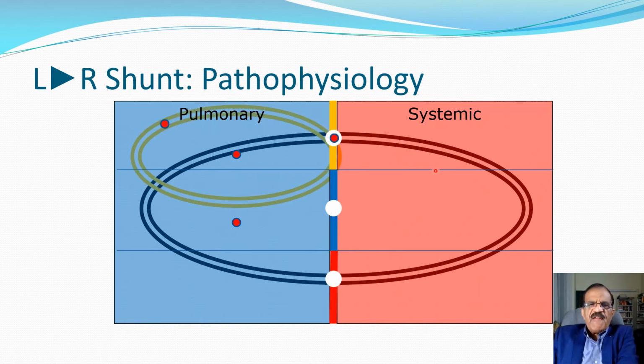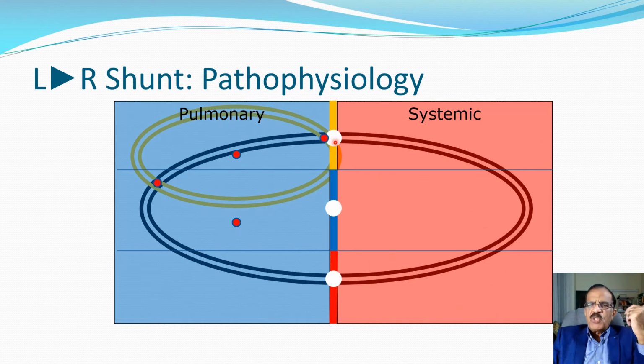Now, if there is a defect here in the intra-atrial septum, then some blood is coming all the way and going to the systemic circulation, but some blood will actually be reverted back from the left atrium. Instead of going to the left ventricle, it would go to the right atrium. Why would it do so? Because there is a shunt. Now, why would it go from the left to right? Because the pressure in the left side is more than the pressure in the right side.